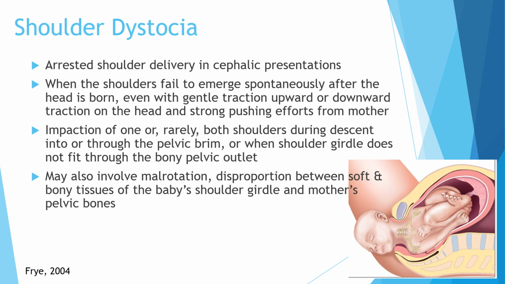So impaction of one or rarely both shoulders during a descent into or through the pelvic brim, or when the shoulder girdle does not fit through the bony pelvic outlet. It may also involve a malrotation, a disproportion between the soft and bony tissues of the baby's shoulders and the mom's pelvis. So there's somewhere that the shoulders are getting stuck because of the angle, the mom's shape of her pelvis. The baby didn't get a chance to do cardinal movements, so there's risk factors with a faster delivery for a shoulder dystocia. Bigger babies, there's just not a ton of hard evidence to say they're more likely to get a shoulder dystocia. It's more just stuck.